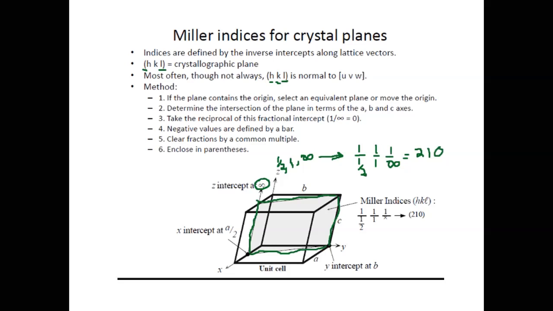Now, if there are any negative values, you would denote it by a bar. So you would drop the negative sign and put a bar on top of it. And if there are any fractions, you have to multiply by a common multiple to get rid of the fractions. And then finally, you close it with parentheses. So this is what we refer to as the (210) HKL plane, and this is how you derive the value of the HKL plane.